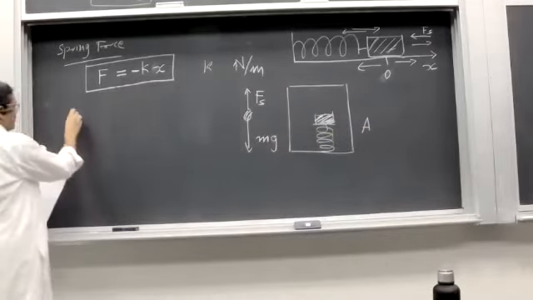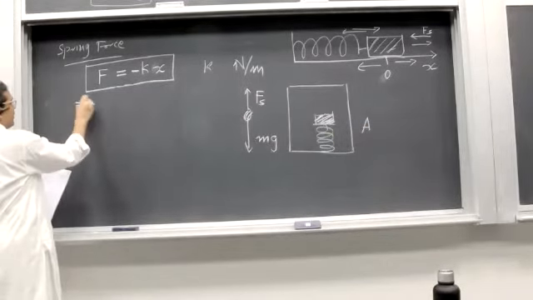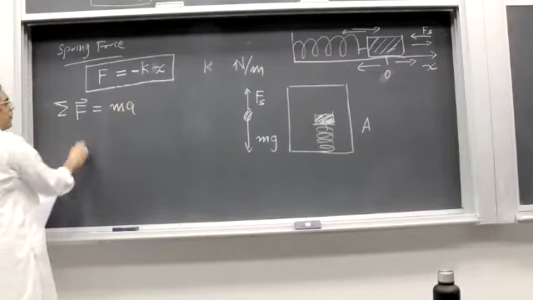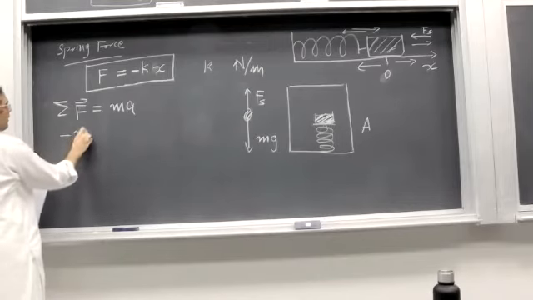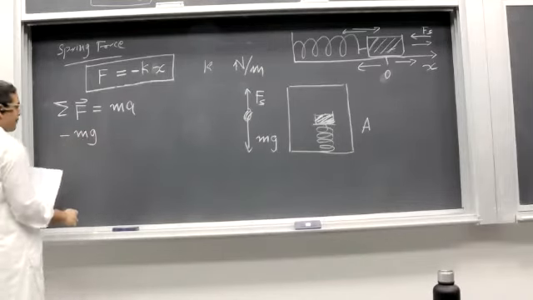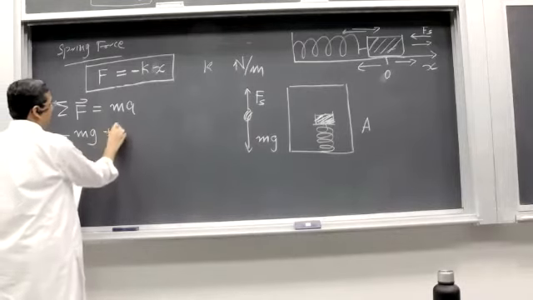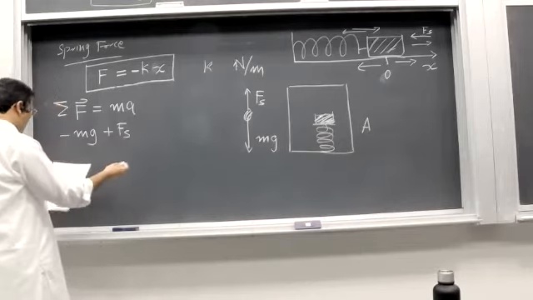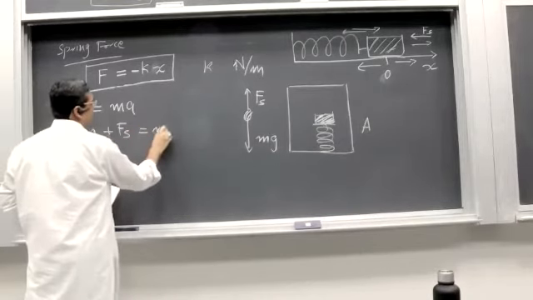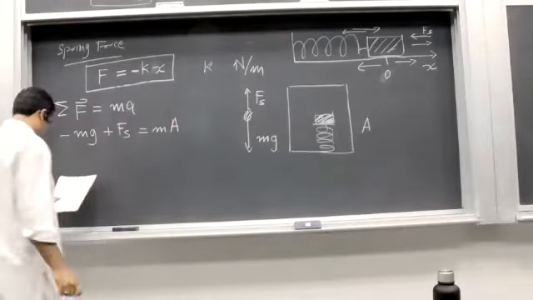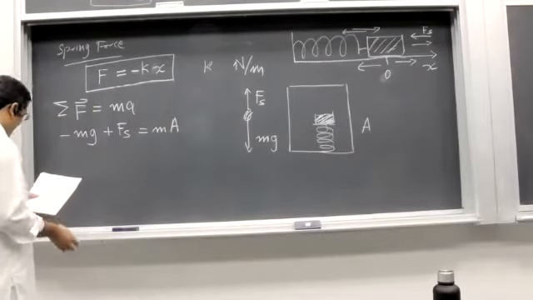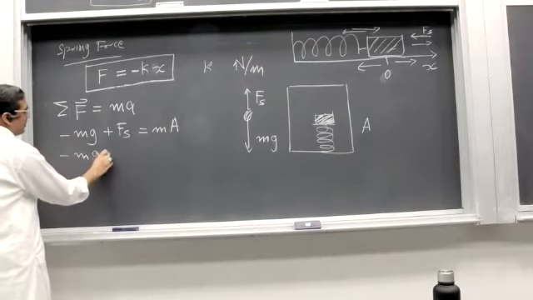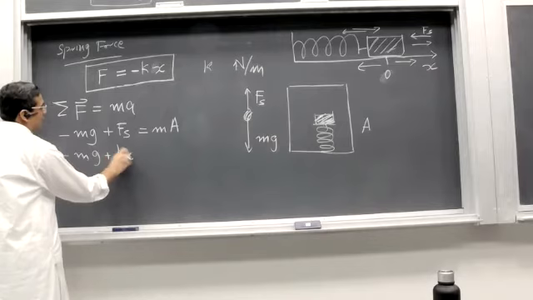So we write the vector equation again. Sum of all forces: we get minus mg plus Fs, the spring force being in the opposite direction, equals ma. And now we know that the spring force is nothing but kx.